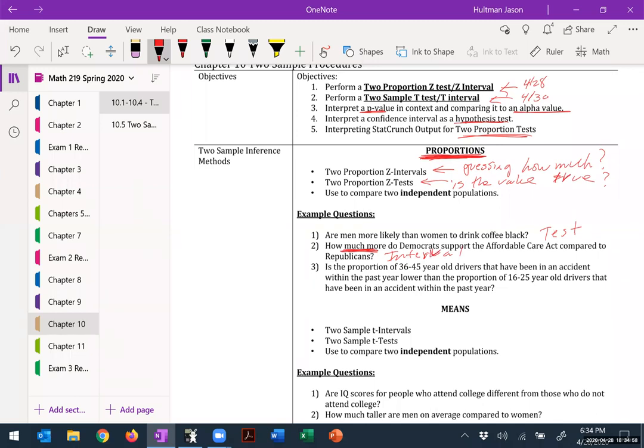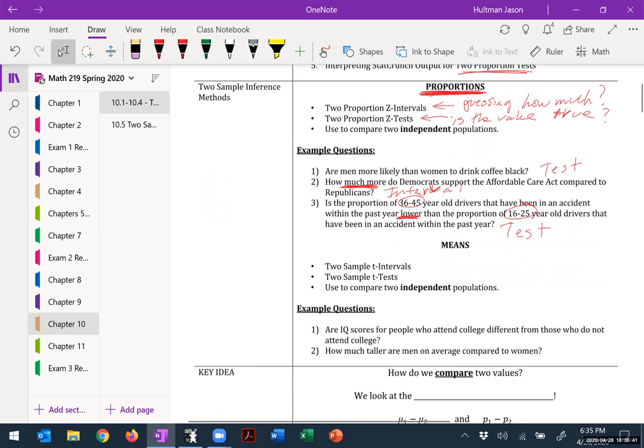What about, is the proportion of 35 to 45-year-old drivers that have been in an accident within the past year lower than the proportion of 16 to 25-year-old drivers that have been in an accident? Is it asking me how much? No, it's asking me, is it lower? It's a comparison between the two populations. Is it lower? That's going to be a test.